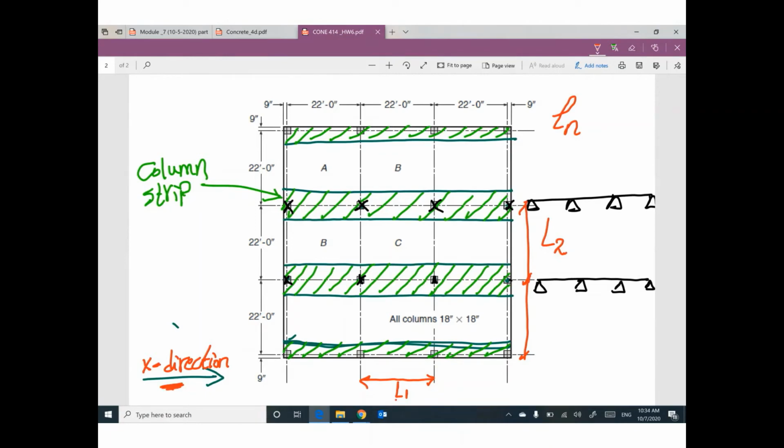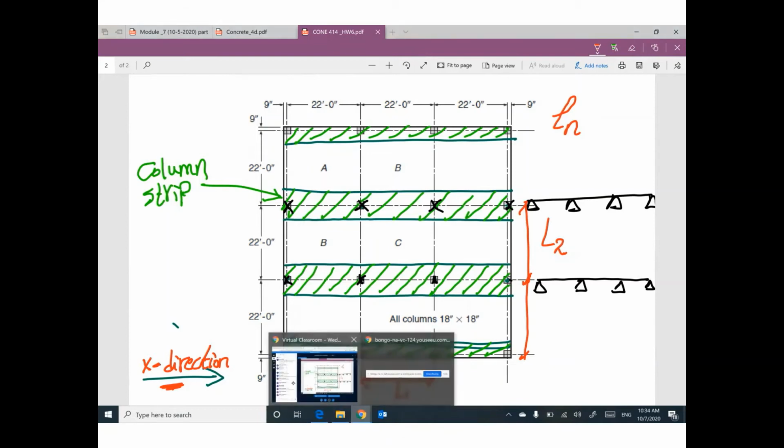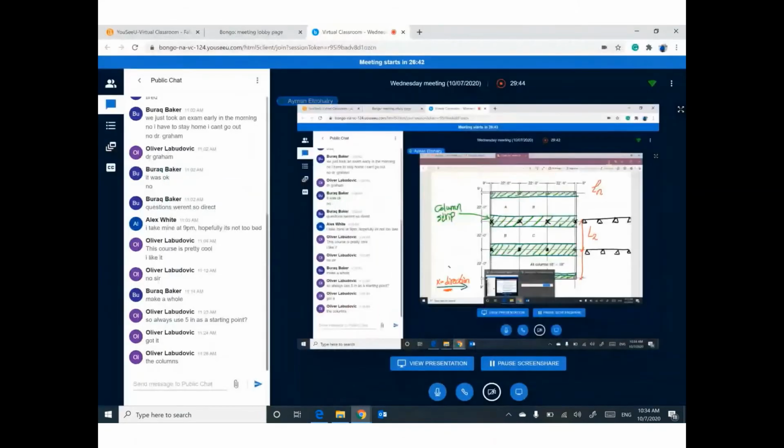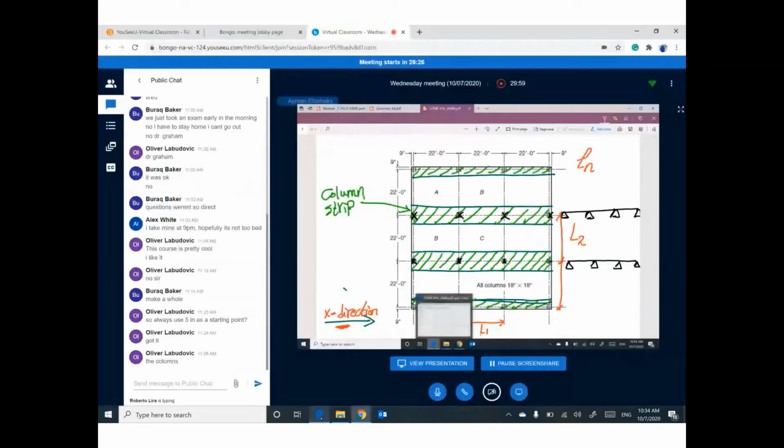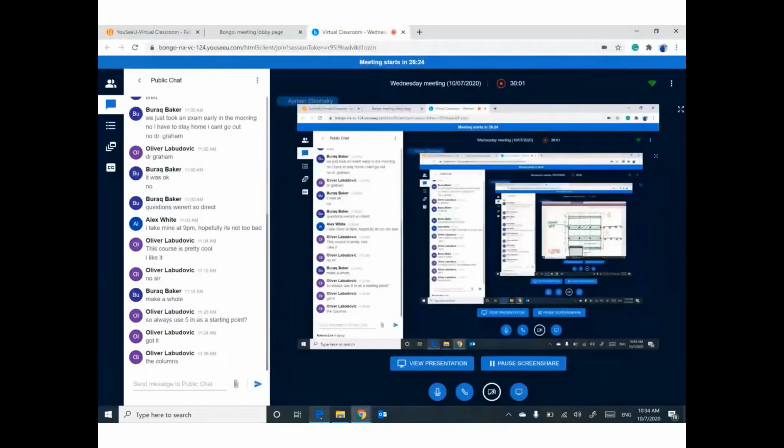Anybody should ask me a question here. What is the question expected at this point? What is the question regarding column strip? What do you think? You should ask me a good question. What is the question? What do you think?